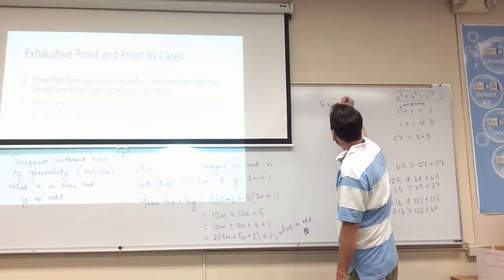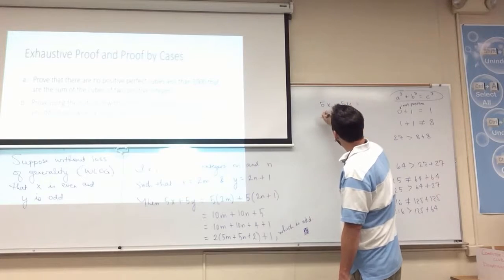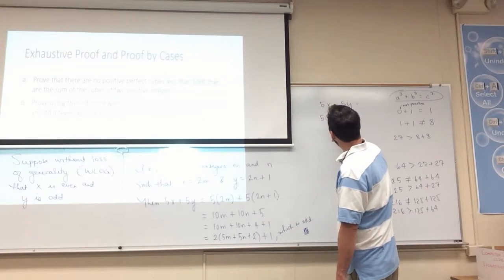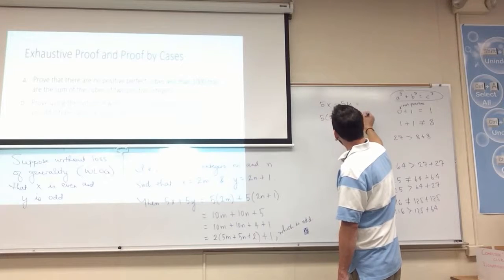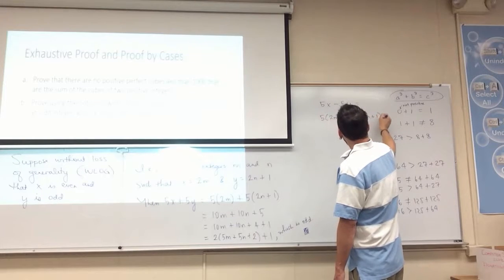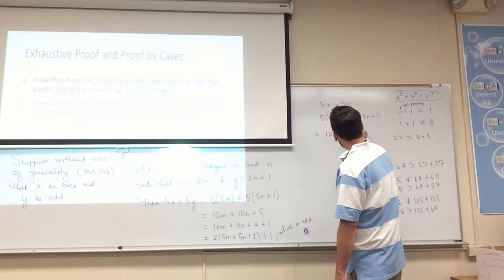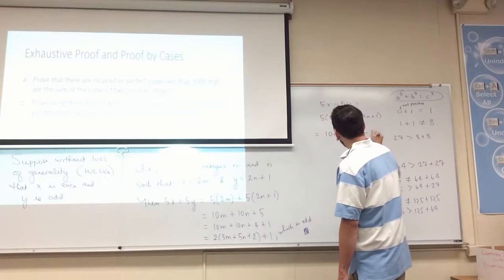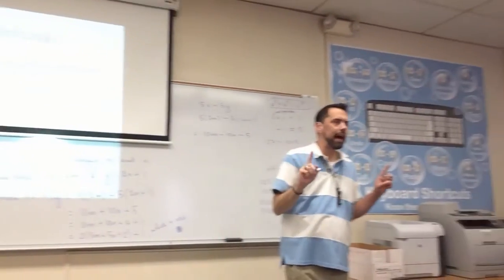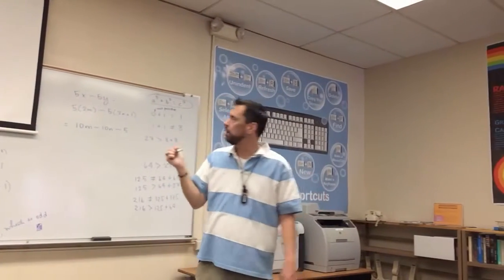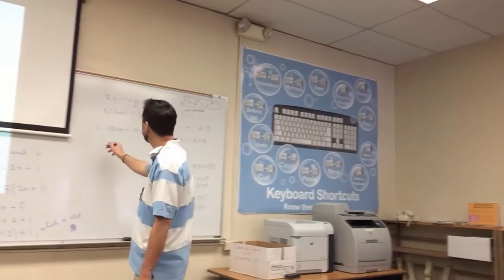5x minus 5y would be 5 times 2m minus 5 times 2n plus 1. That's going to come out to 10m minus 10n minus 5. Now, when you show that that integer is odd, you still need it to end in a plus 1. So you have to be a little sneaky.